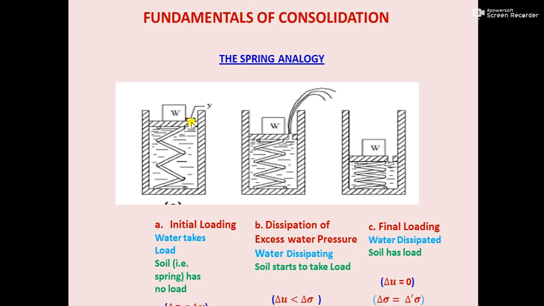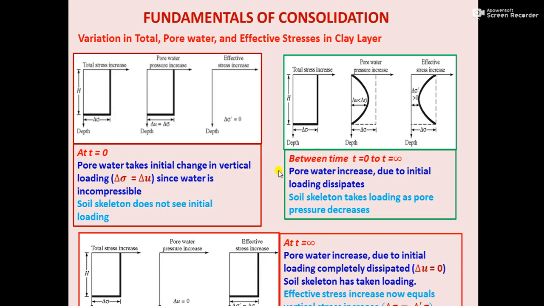This is blocked from moving. So when the weight comes, the water cannot move away anywhere. The complete load at t equal to 0 is taken up by the water. When the complete load is taken up by the water, the increase in pressure in the water, delta U, will be equal to the pressure created by this load W. So delta sigma is equal to delta U. Now this is case B, from t equal to 0 to t equal to infinity. So what will happen? Let's see.